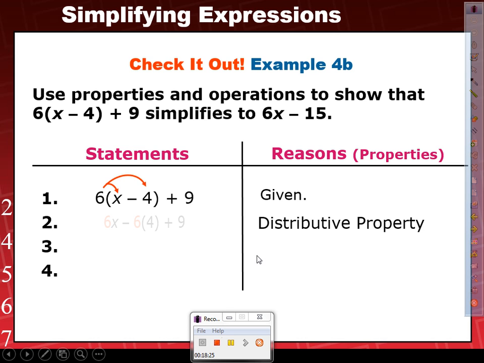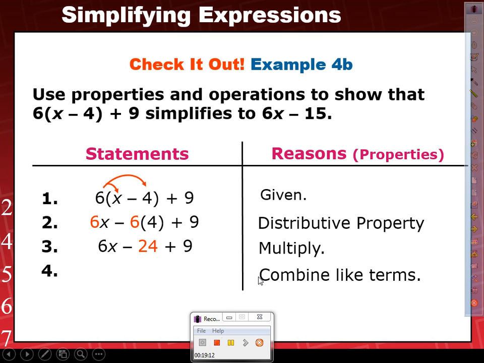All right. Next step. Everyone. Multiply. So you write multiply. 6 times 4, that's 24. So we get 6x minus 24 plus 9. Do we need to move anything around from here? No. So we go straight to what? Well, in this case, we don't have to move stuff around, so we go combine like terms.